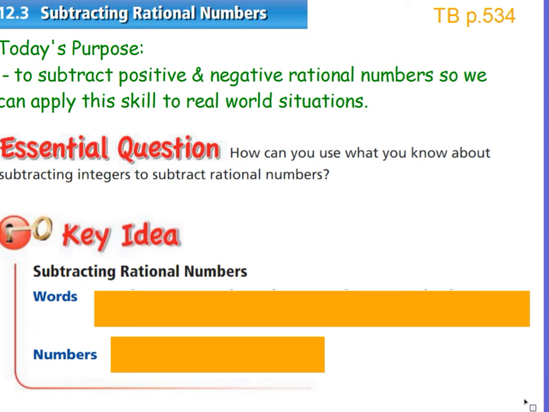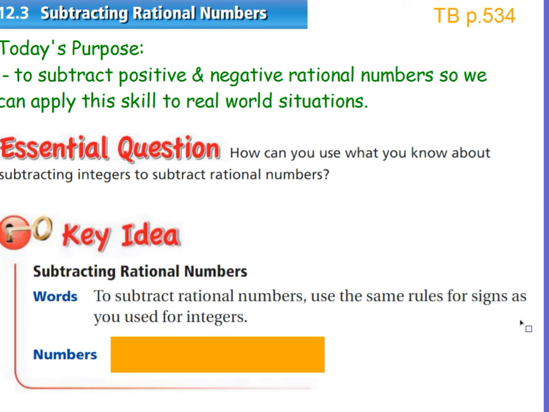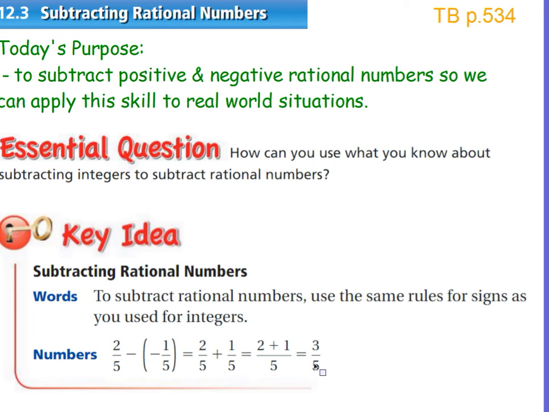Okay, we're going to start off with the key idea of subtracting rational numbers. What you need to remember is that to subtract rational numbers, you use the same rules for signs as you used for integers. And what this simply means for rational numbers is that you're going to add the opposite.